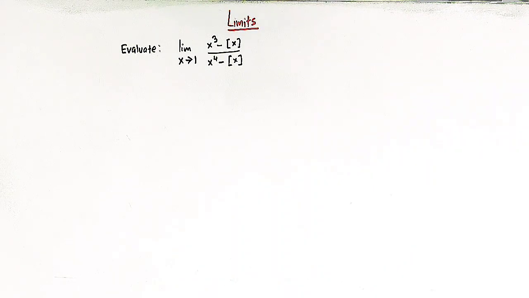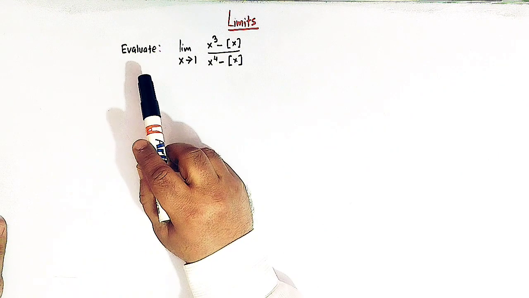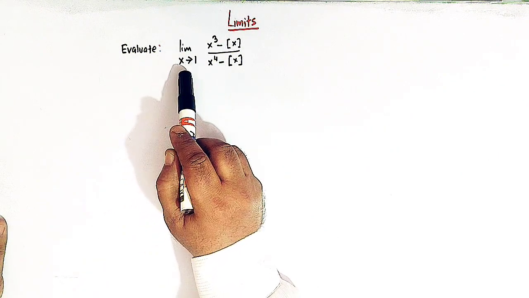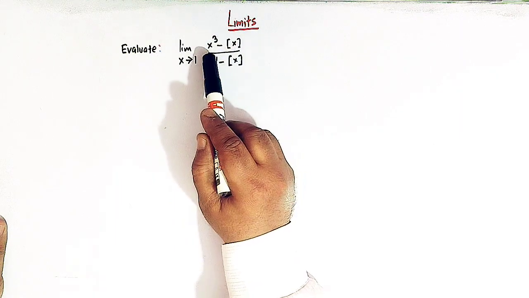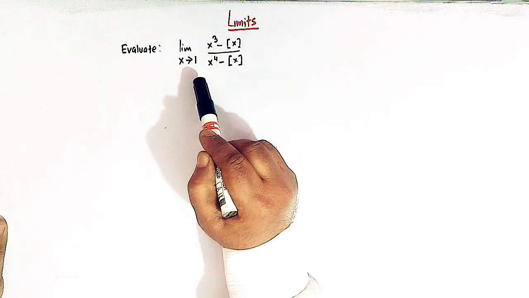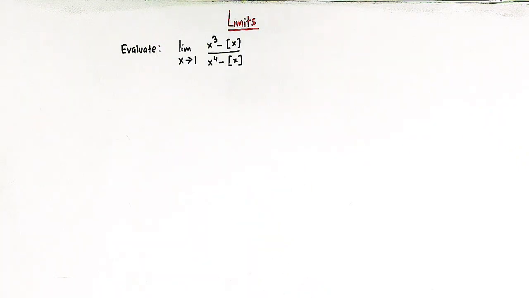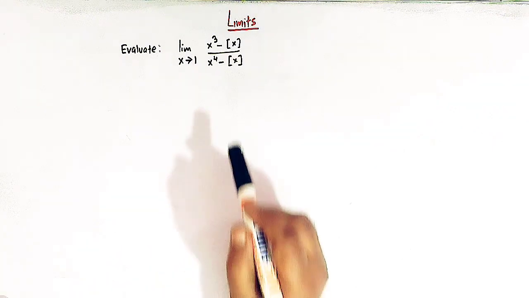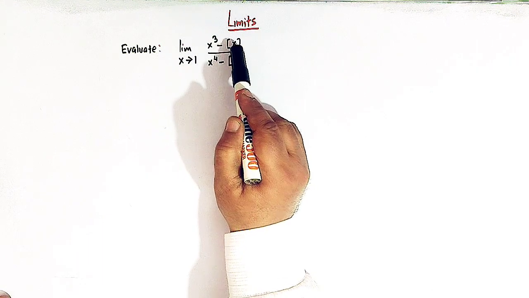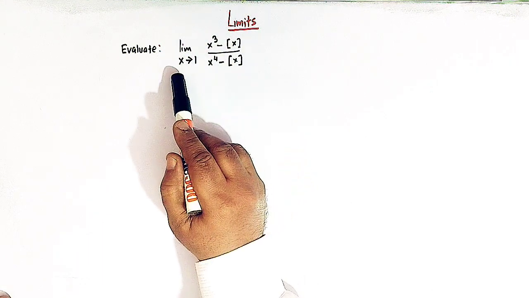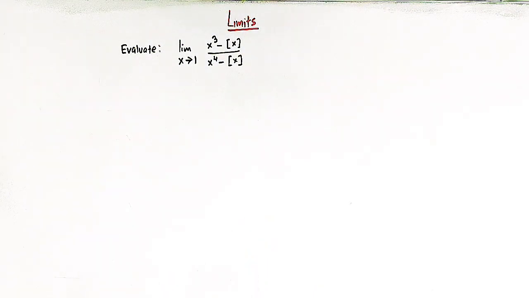Hello viewers, in today's session we are going to discuss a very important and conceptual problem from limits. Here we have to evaluate this limit: limit x tends to 1 of (x cube minus greatest integer of x) divided by (x raised to 4 minus greatest integer of x). So here we'll see whether the limit of this function involving the greatest integer function when x tends to 1 exists or not.